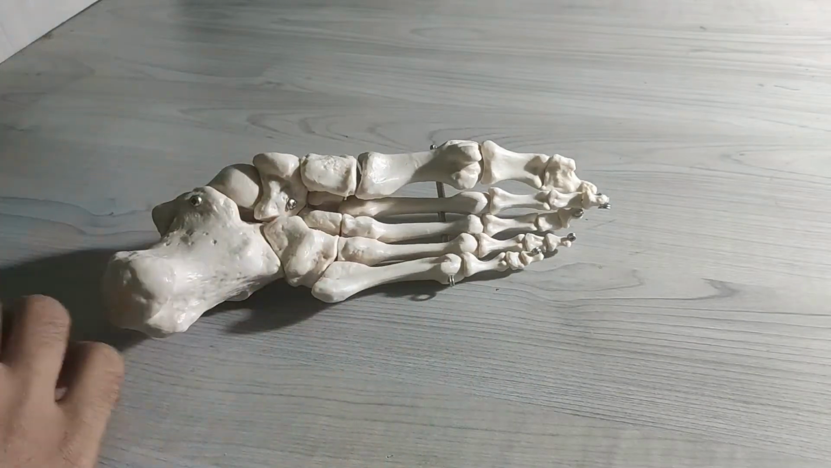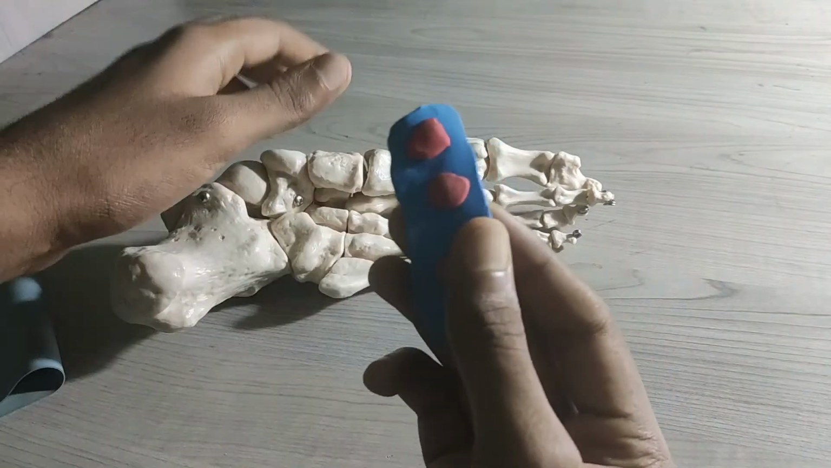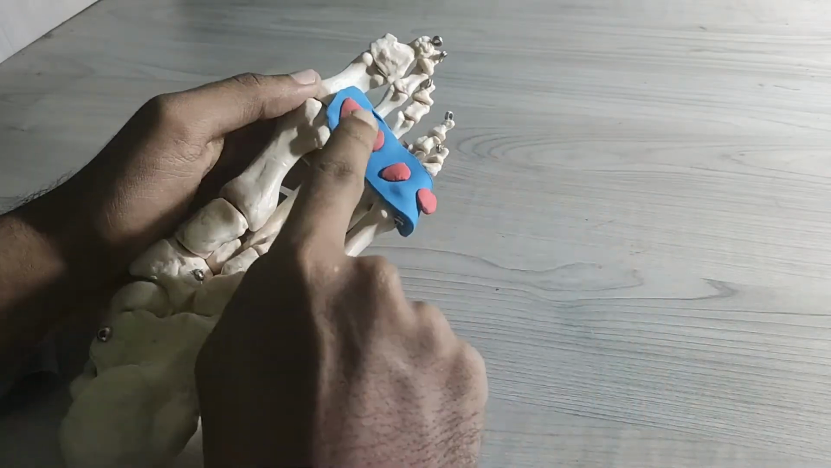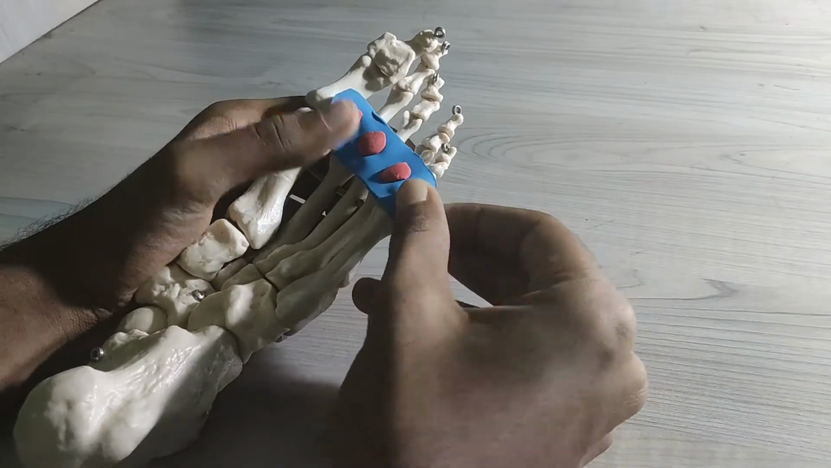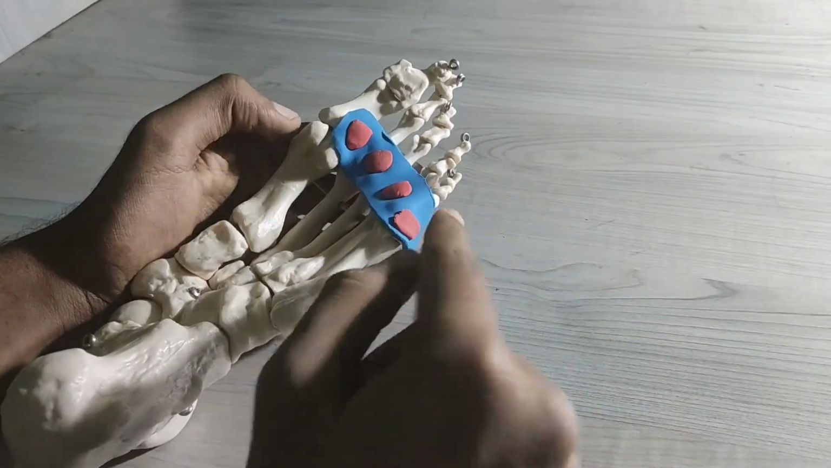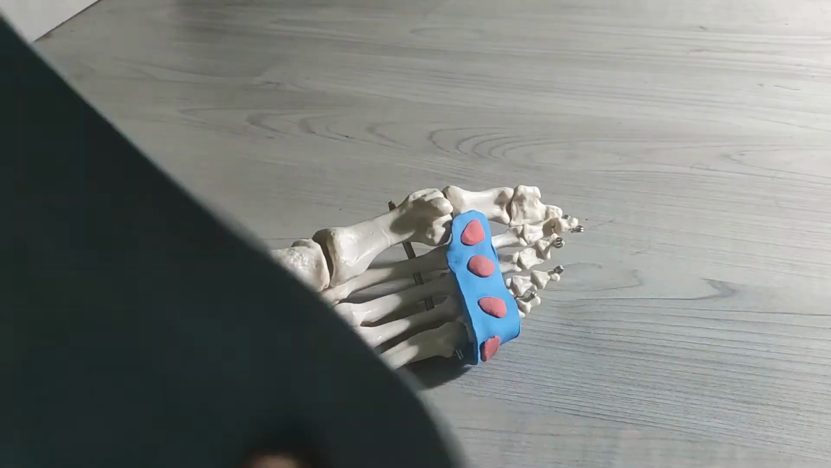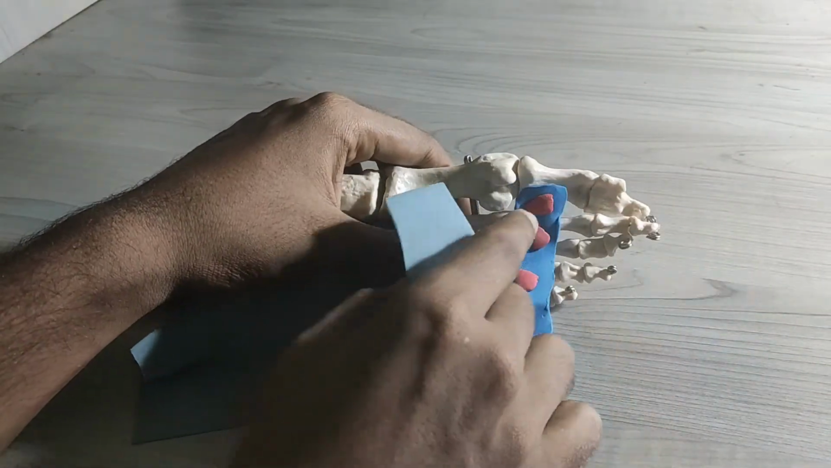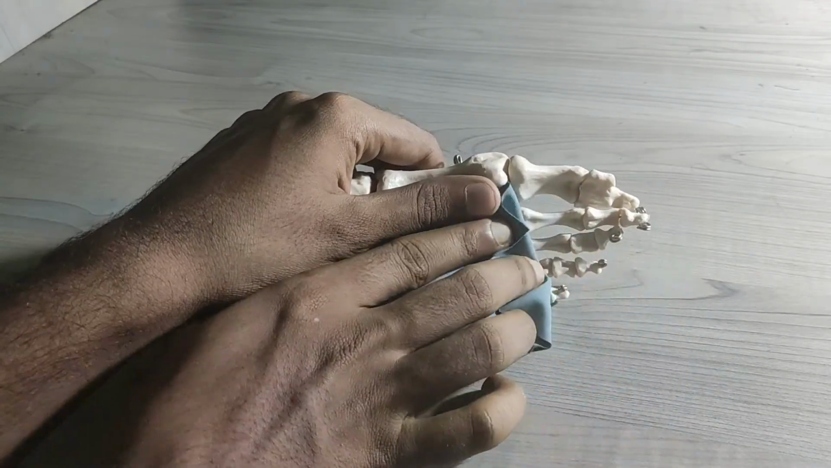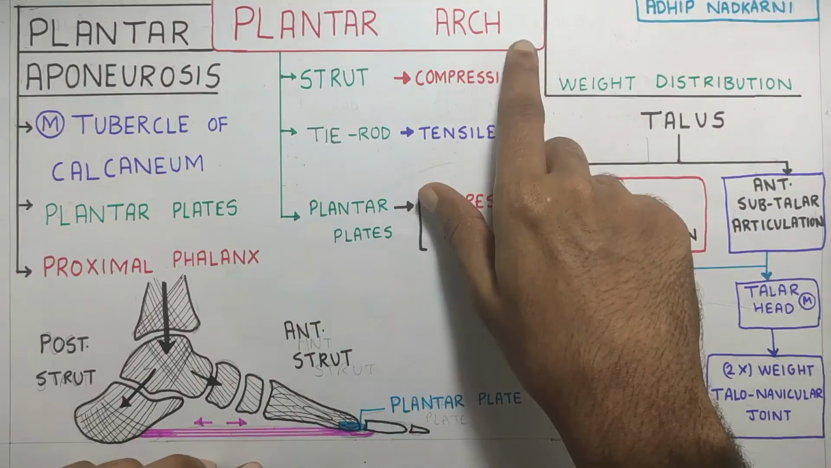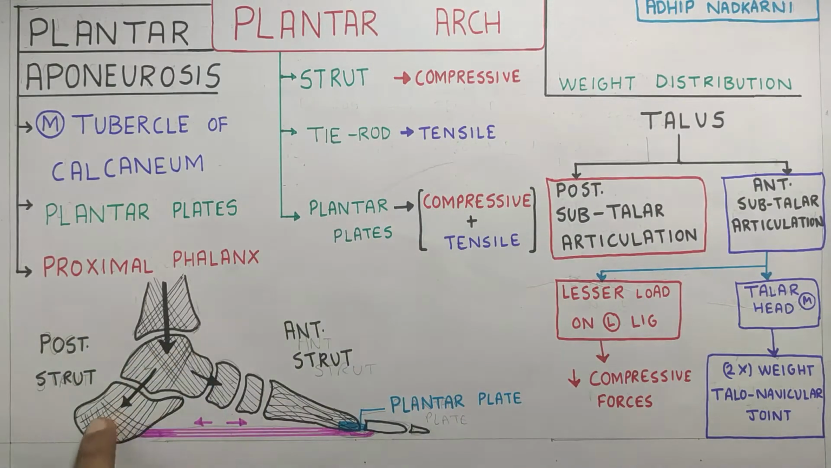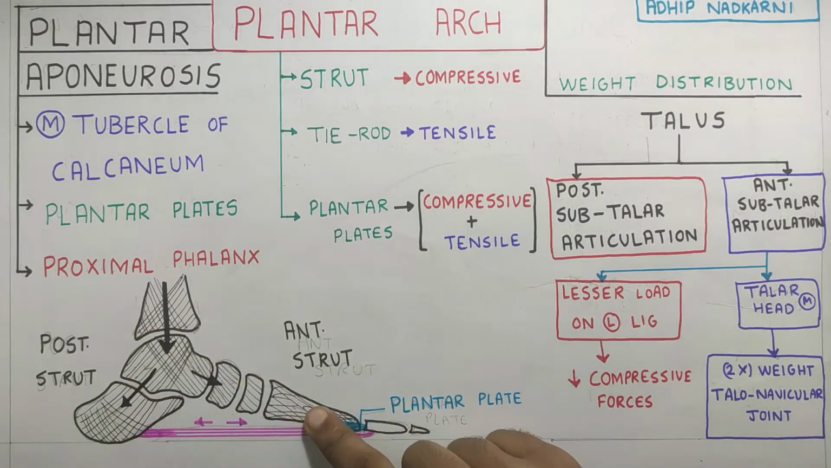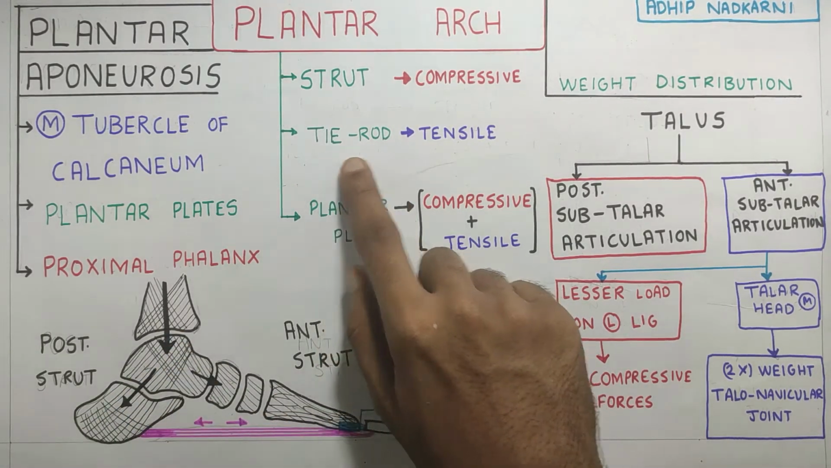And before attaching to the phalanx, it is also connected to the plantar plates over here. If you remember, in our last video we talked about the plantar plates which are present over here like this, right? So this is the deep transverse ligament, the blue color, and these red colors were the plantar plates, right? So the plantar fascia comes from the medial tubercle, it attaches to the plantar plates over here, and then through them it goes and attaches to the phalanx. Apart from this, the plantar arch has other structures like the posterior strut and the anterior strut. So these are the two struts, and the plantar arch is called the tie rod.